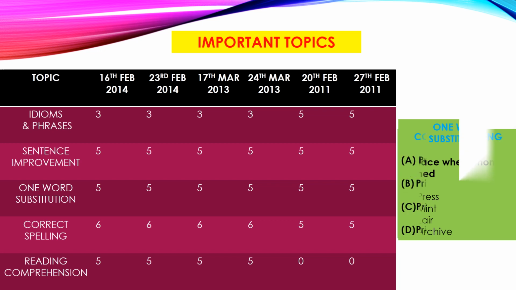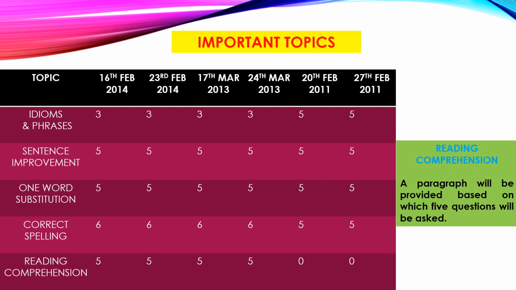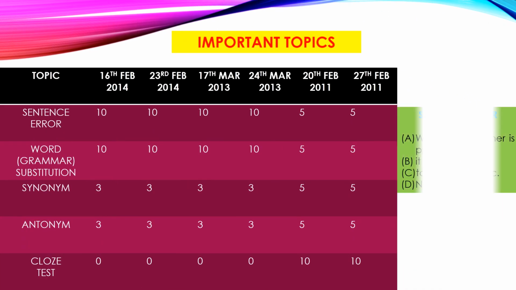The next type of question is correct spelling. In it 4 words will be given and only one of them will be correctly spelled. You have to find out the correctly spelled option. Here the option will be option D, privilege. Then comes reading comprehension. In reading comprehension, a paragraph will be provided to you based on which 5 questions will be asked. You have to answer the 5 questions by studying that paragraph.